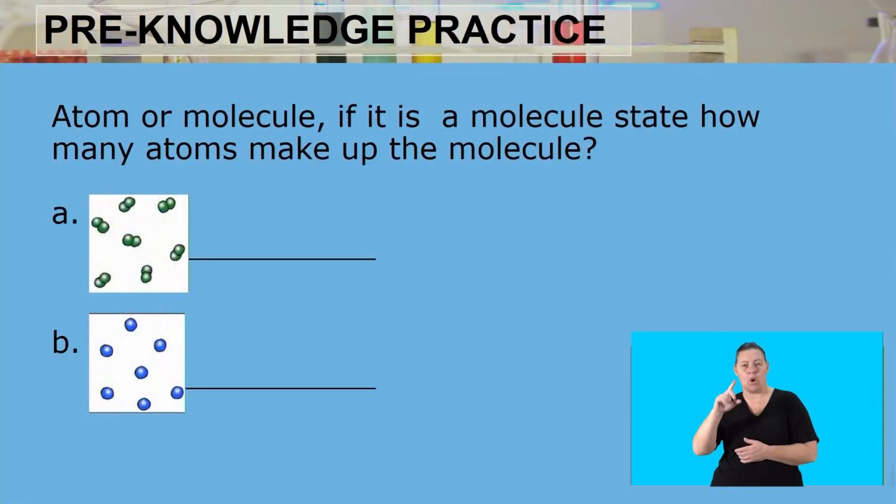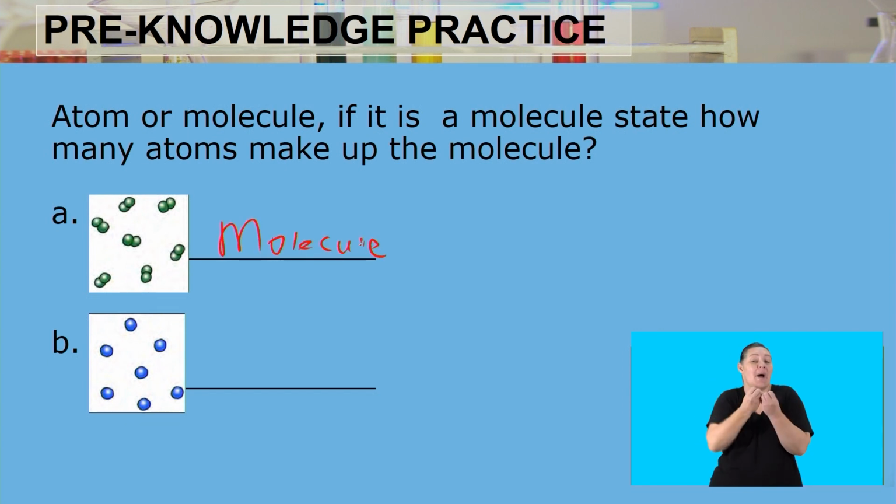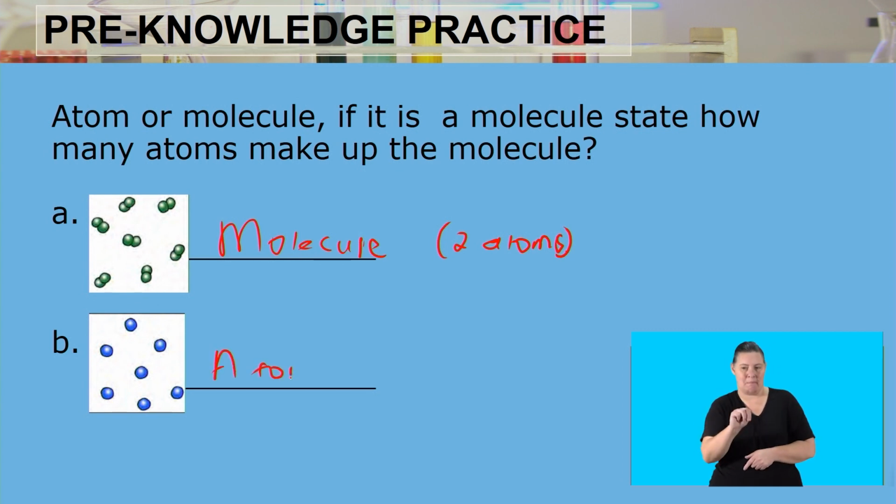Right. Let's see whether you understood what I just said. Let us look at these 2 pictures. Is it an atom or is it a molecule? If it's a molecule, you need to tell me how many atoms are making up this molecule. So the first one, is it an atom or a molecule? This would be a molecule, and it is made up of 2 atoms. And then this would be an atom. Right? Now let's carry on.